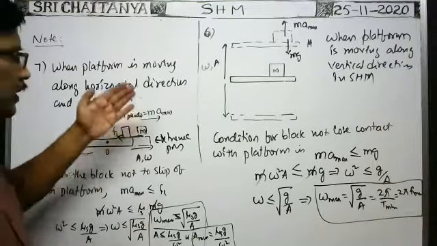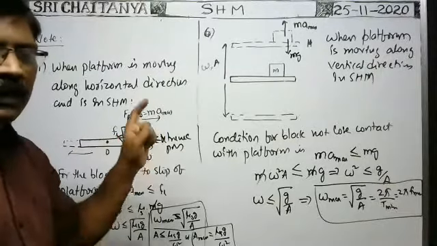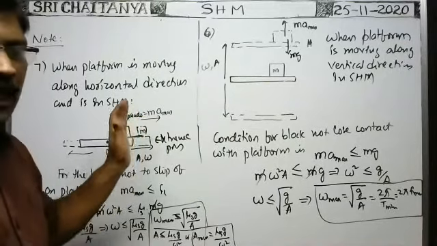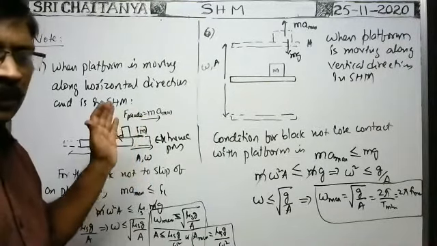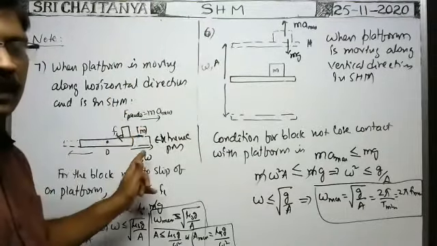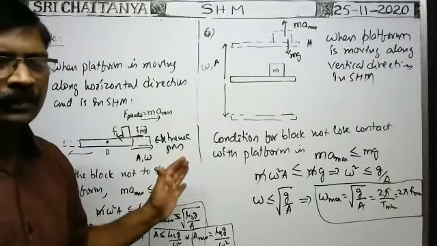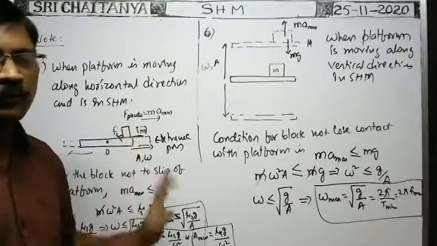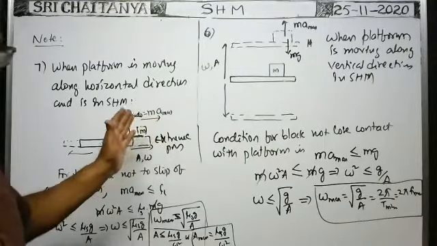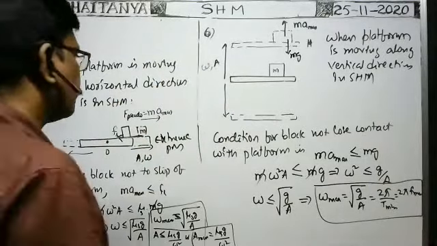Yeah, the block will slip only at the extreme position, because in the case of an oscillating platform, it is only at the extreme position that it experiences maximum acceleration. That's why there is a possibility for the block to lose contact or slip off only at the extreme position. Here it loses contact, here it slips off the platform, because at the extreme position the block experiences the maximum pseudo force. Okay.